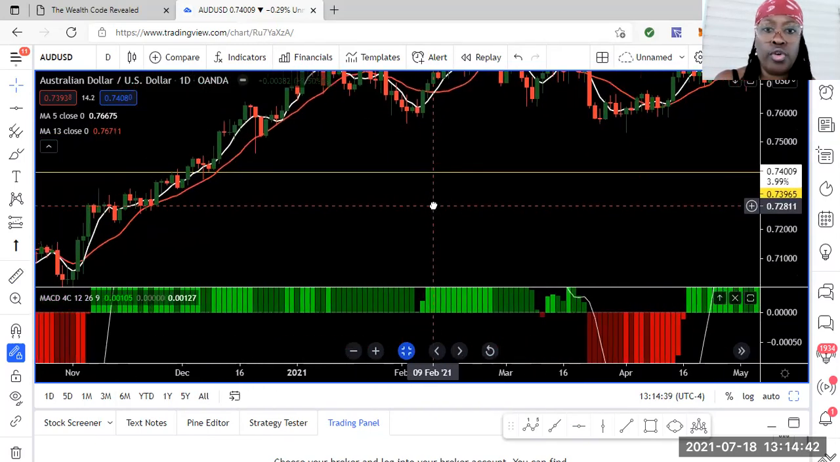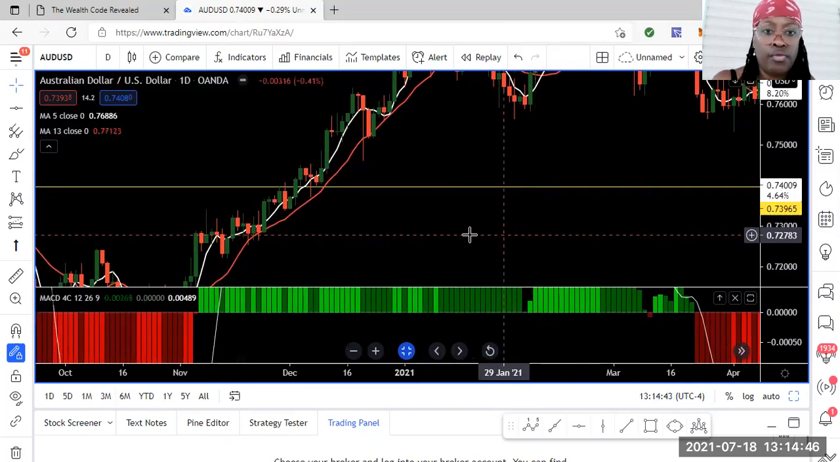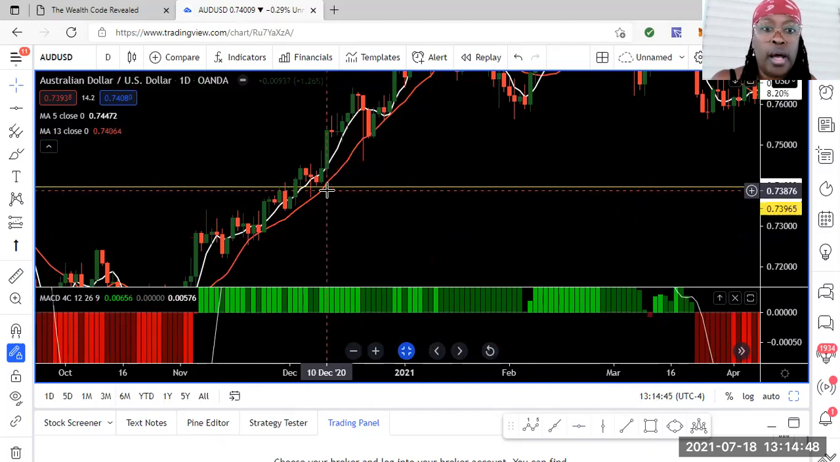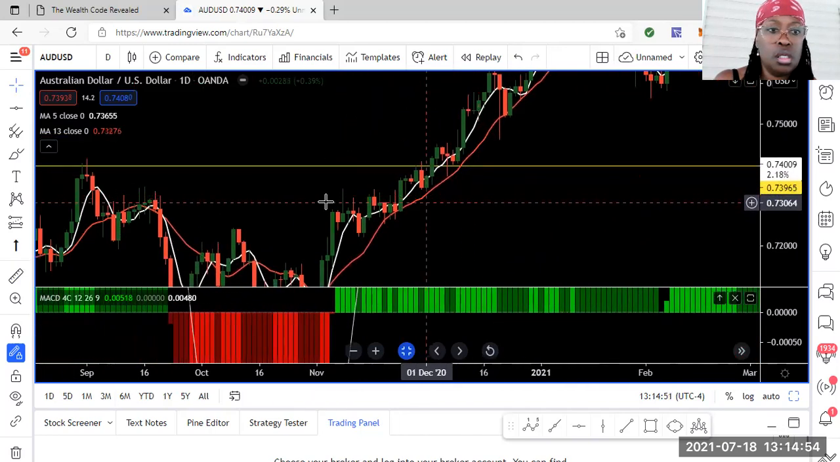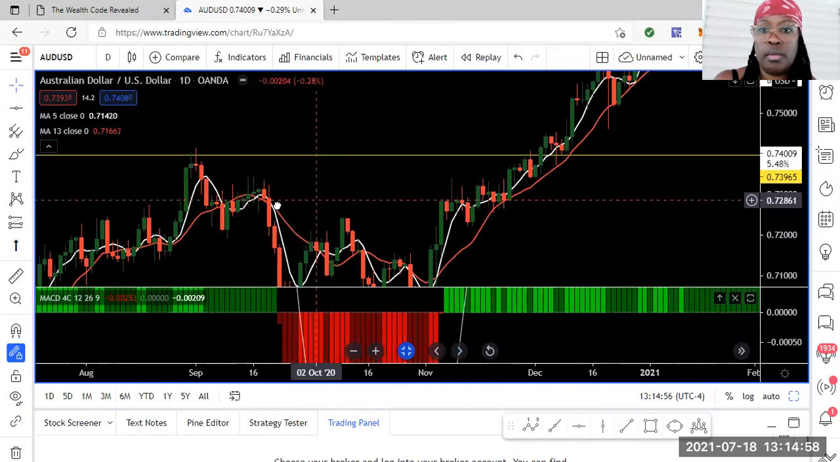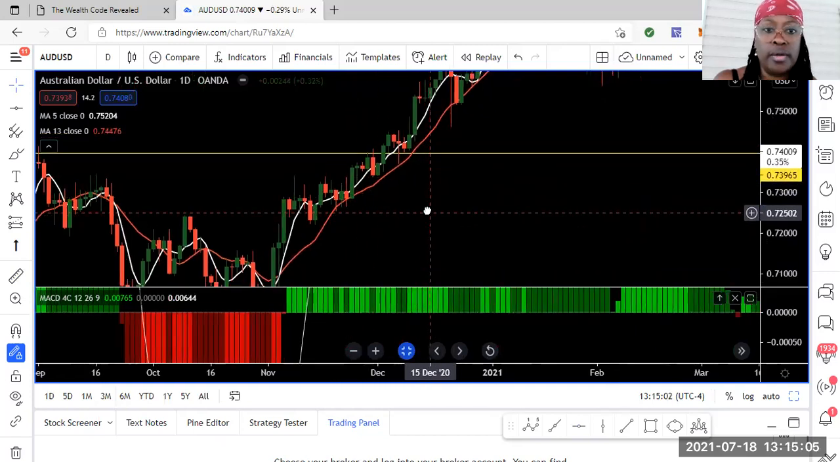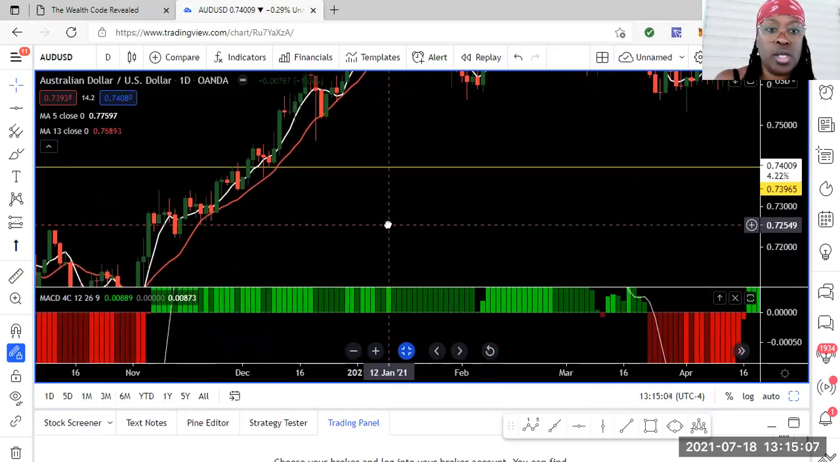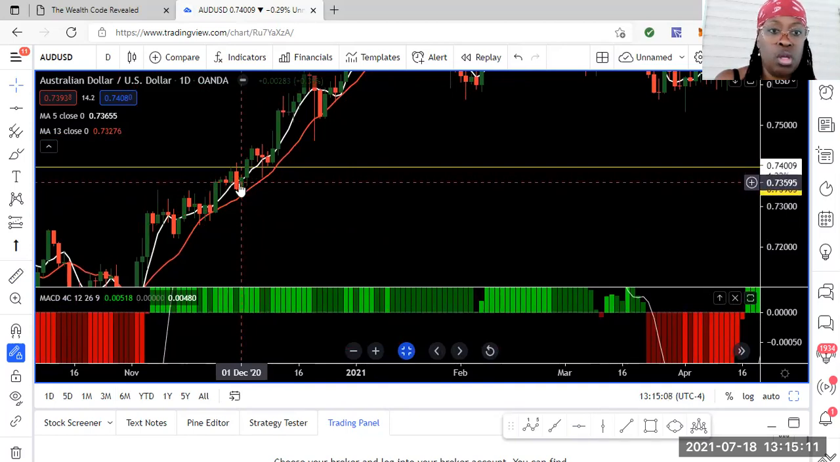Always look for engulfing candles around key levels of support and resistance from the higher time frame. So we have a bullish engulfing candle here. Okay, that's not bad. Bullish engulfing candle right there, bullish engulfing in here. Buyers are in and around this area. We have a bearish engulfing candle here as well.